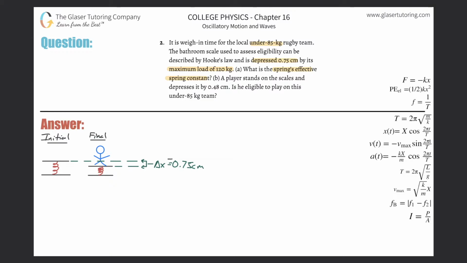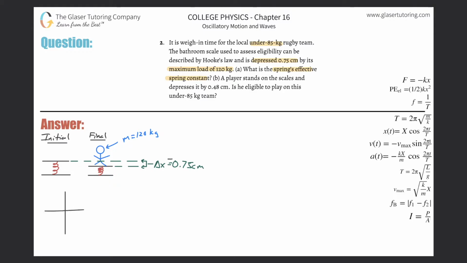So what I now know is that when there is a mass placed on the spring, we'll say this guy's mass is 120 kilograms, the spring is depressed by 0.75 centimeters, as shown here. So the question is now, what is the effective spring constant? Well, the first thing is, this is fairly straightforward, but to understand the concept, you definitely want to draw a free body diagram of the final point here, okay?